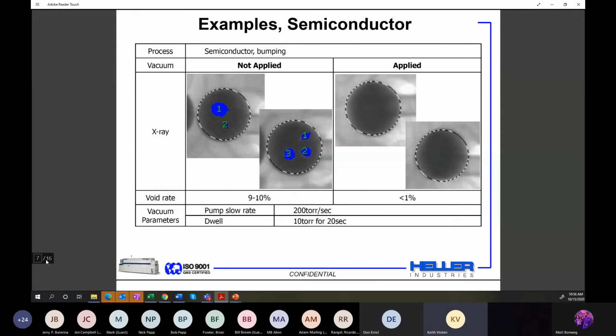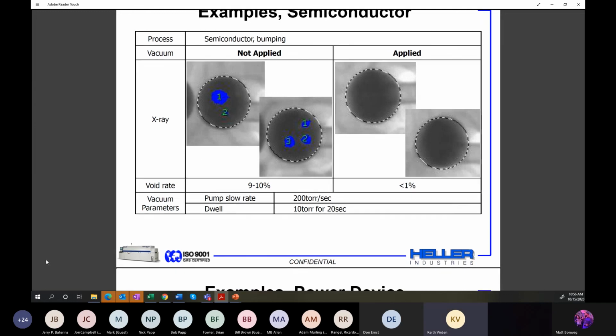Here's another example. So you can see that there was 9 to 10% voids, and then after vacuum was applied, 10 torr for 20 seconds, less than 1%. Go to the next one.